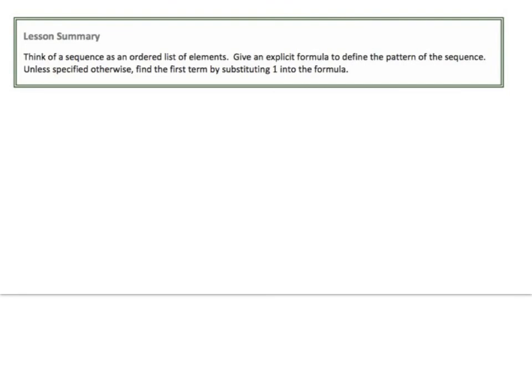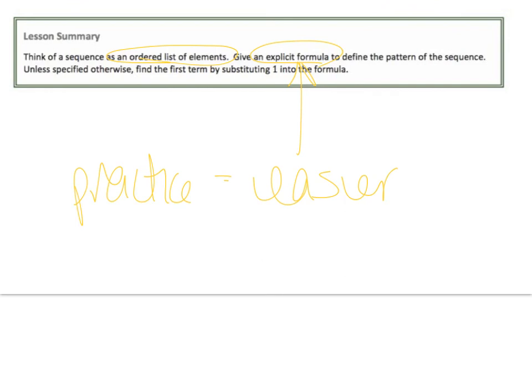And that's it. That was our fun for the end. Sequence, an ordered list of elements. Explicit formulas are so hard to come up with, but with practice, they are easier. Practice equals easier. Find the first term by substituting 1 into the formula. That means that n is going to be 1 unless we specify otherwise. Good job. That was a long one.